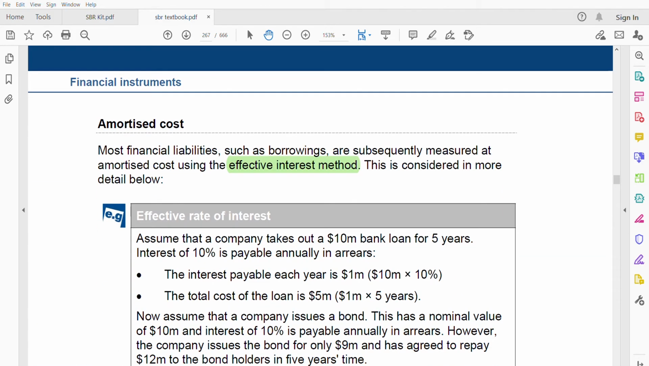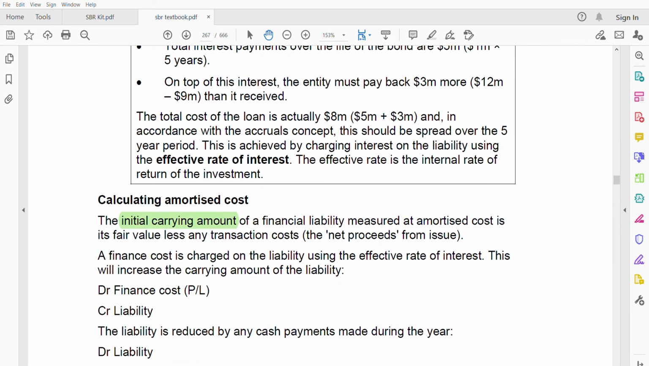So the same thing here. The initial carrying amount of a financial liability, if it is measured at amortized cost, is fair value less any transaction cost, the net proceeds from issue. Because it is fair value less any transaction cost, that will be the initial carrying amount.